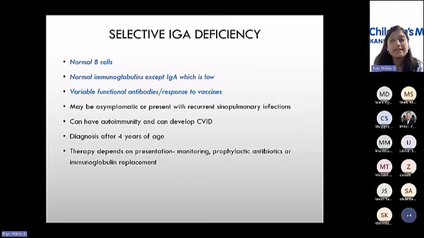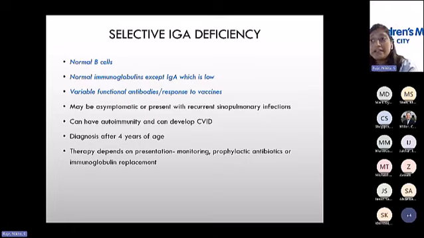So CVID is low IgG, either A or M immunoglobulin is also low, and poor response to vaccines. There is no other cause of those findings, and the child is typically about 2 to 4 years of age. That's CVID. If your IgG is normal, but the IgA is less than 7, and the child is more than 4 years of age, that's when you diagnose selective IgA deficiency.